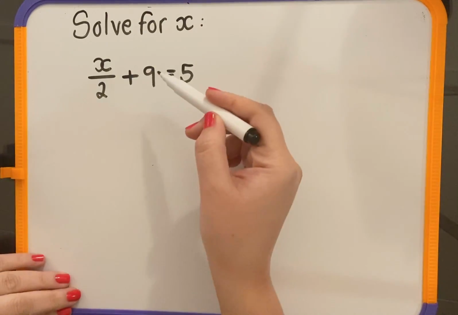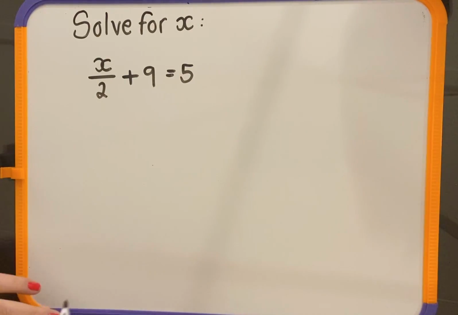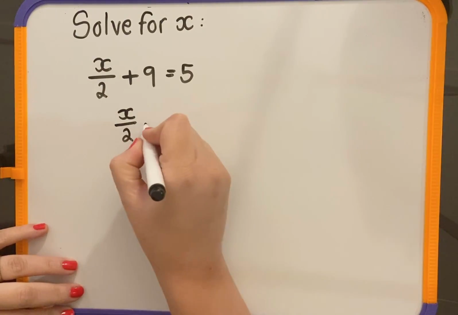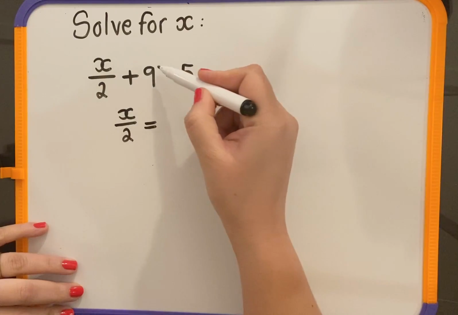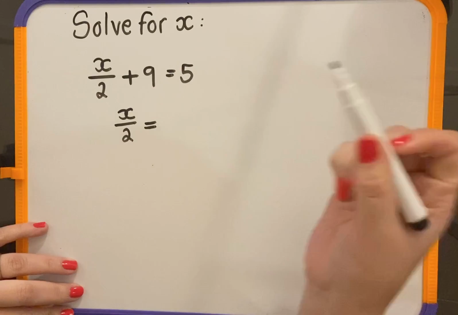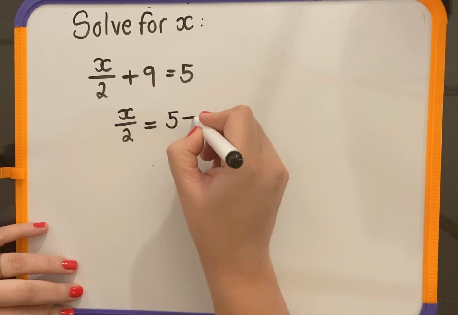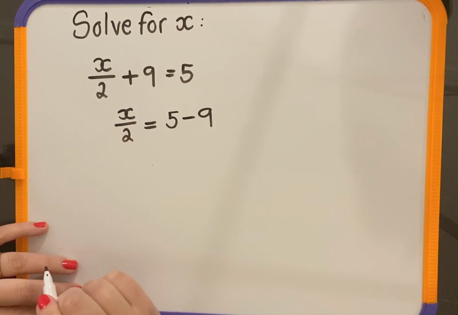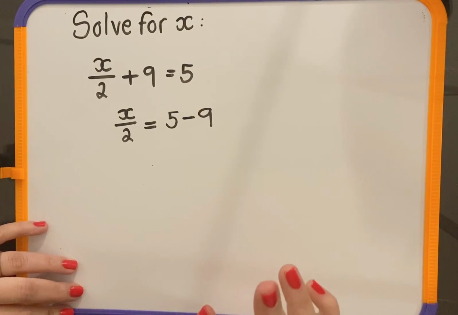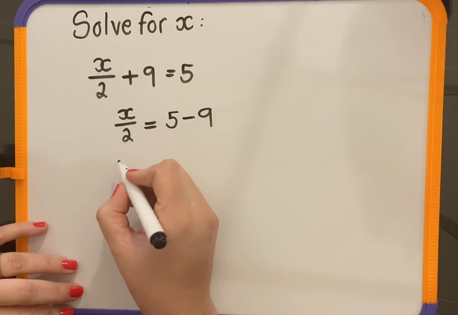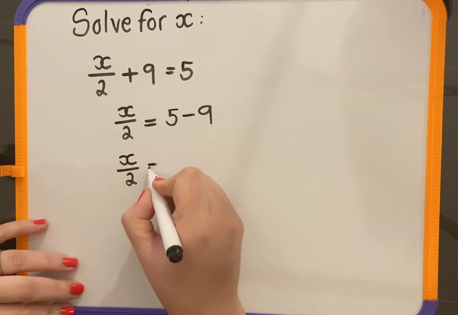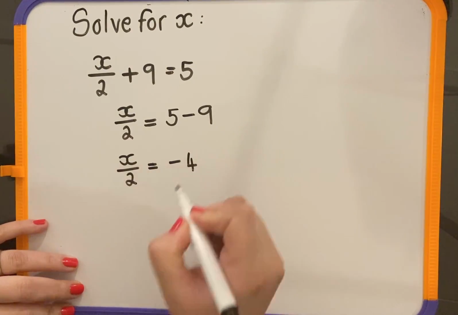So in this case, I can see that my 9 does not have a variable. So let's say I want to isolate x over 2, and I want to undo plus 9. What's the opposite of plus? Minus. So in order to undo plus 9, we're going to minus 9 on both sides of the equation. Now remember, we don't have to show that step. If you want to still show that step, that's fine. So I get x divided by 2 is equal to minus 4.